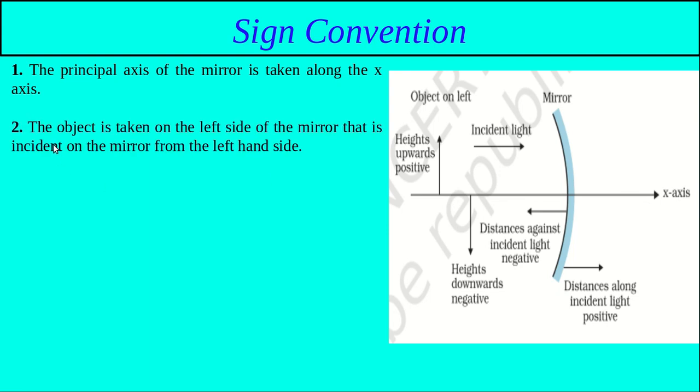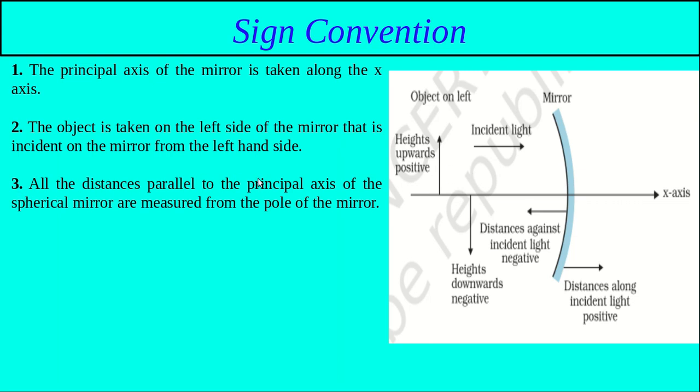The object is taken on the left hand side of the mirror, that is, light is incident on the mirror from the left hand side. This is the left side of the mirror and this is the right side of the mirror. So the object is always taken on the left side of the mirror.